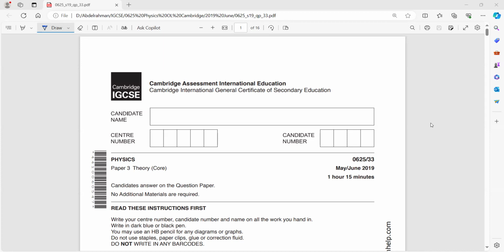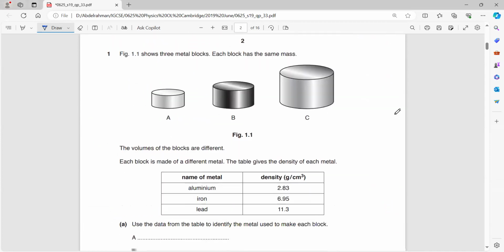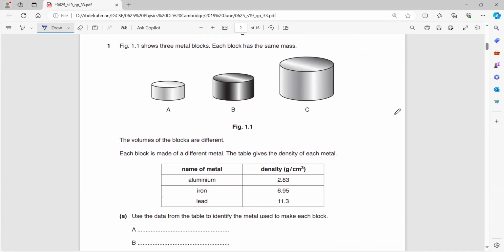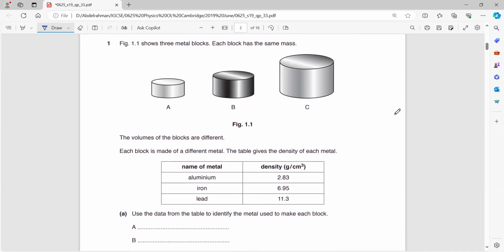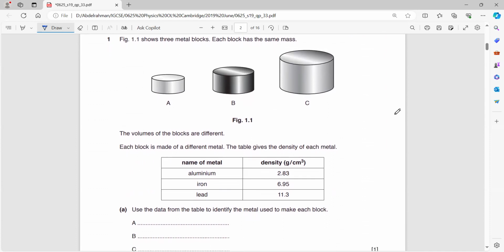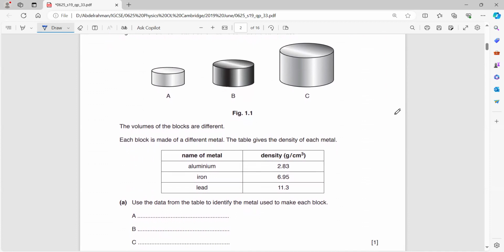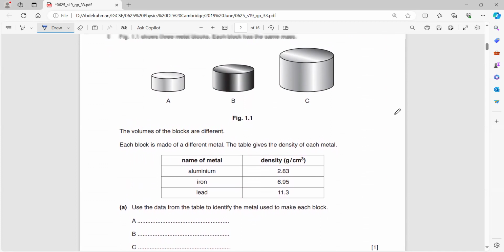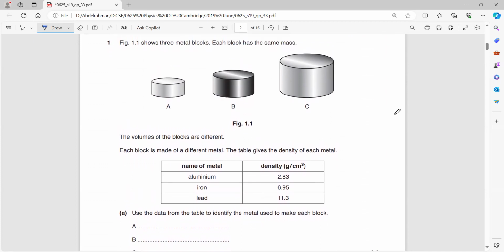June 2019, paper 3, variant 3. The volumes of these blocks are different. Aluminum density is 2.83, iron density is 6.95, lead 11.3. Use the data from the table to identify the metal used to make each block.